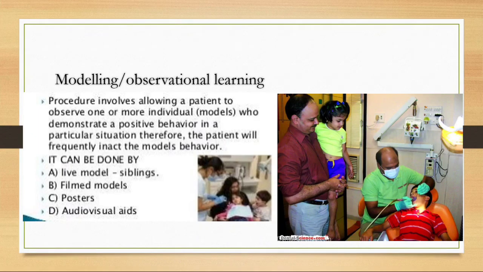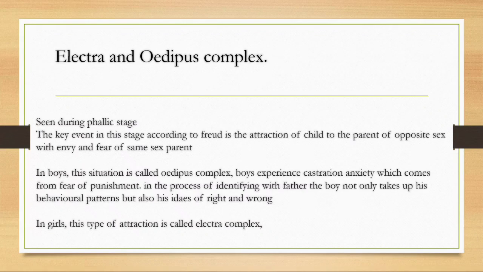Modeling and observational learning involves allowing a patient to observe one or more individuals who demonstrate a positive behavior in a particular situation. Therefore, the patient will frequently enact the model's behavior. So it can be done on siblings. A well-behaved sibling can be kept nearby, and he is very cooperative, so the patient also will try to model him. It can be a poster, it can be film models or audiovisual aids.